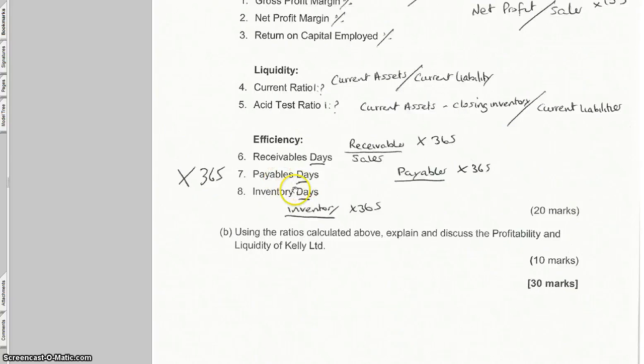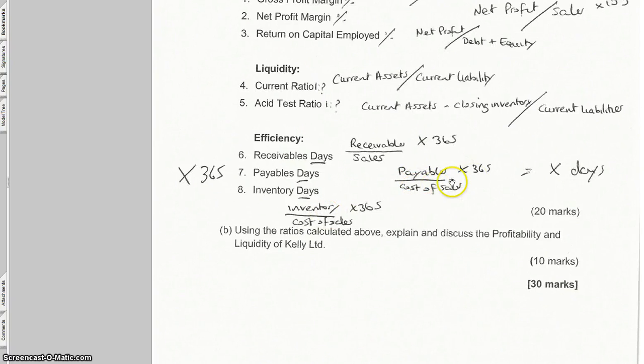So I said most of the formula is given to you in this. Payables by 365 over something. Inventory days, the same, inventory by 365 over something. So it's the something we've got to remember. And if you remember that sales relates to receivables, payables and inventory are to do with your purchases, your cost of sales. So the two of these are over your cost of sales. So payables by 365 over cost of sales, inventory by 365 over cost of sales. So they're quite similar. And then just show the working.